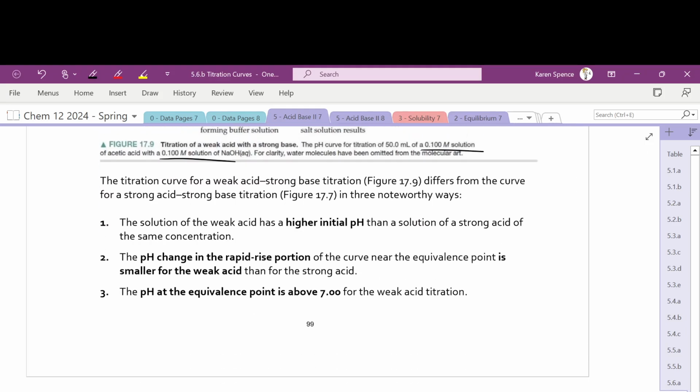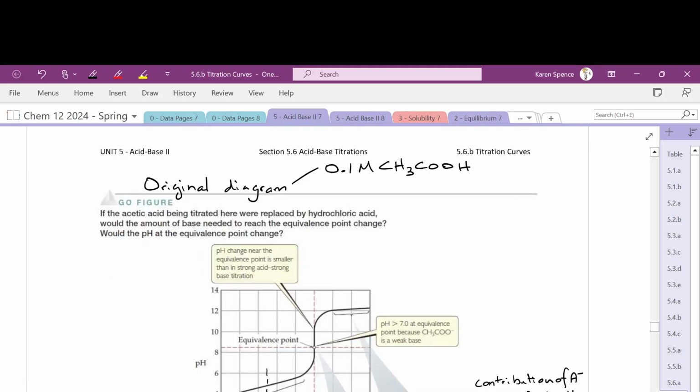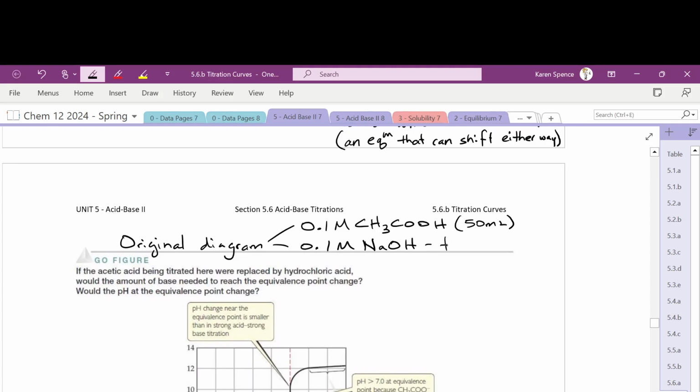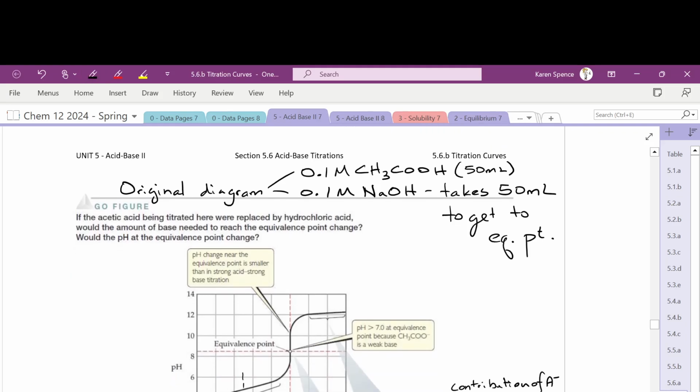And what volume does it say? It says 50 milliliters. And we titrate it with 0.1 molar NaOH. And it takes 50 milliliters to get to the equivalence point. We can read that off the graph, right? How much does it take to get there? 50 milliliters.